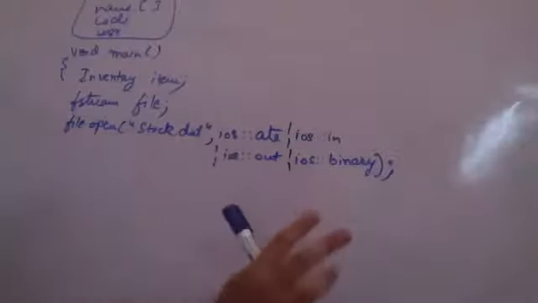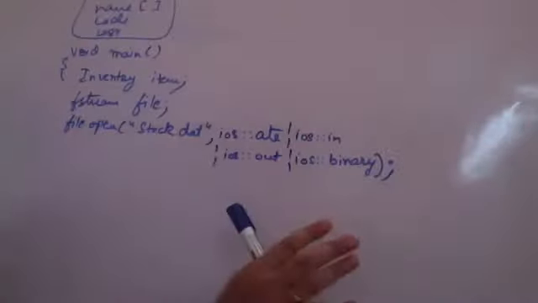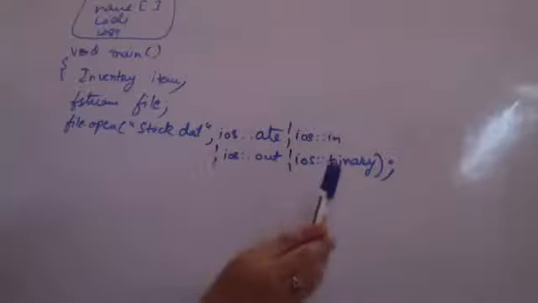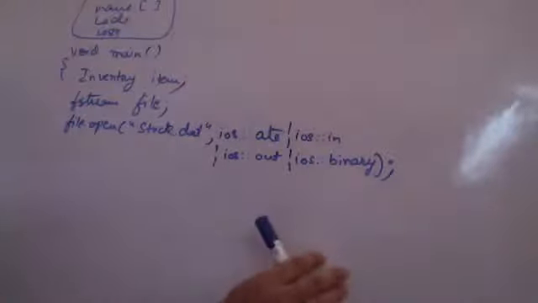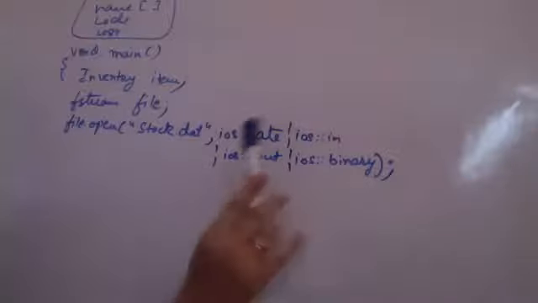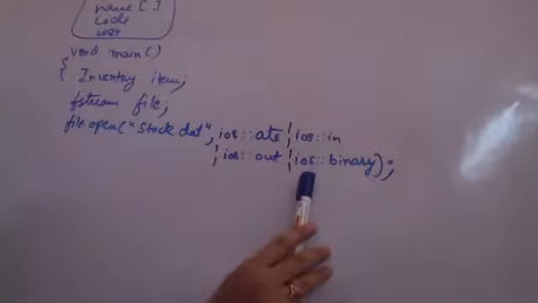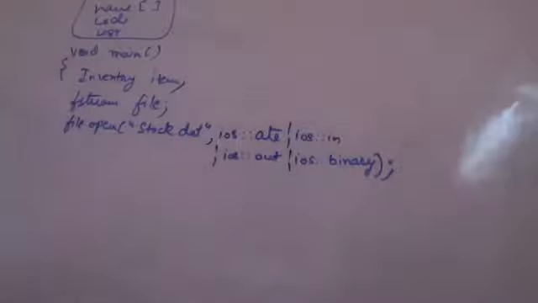By default, the file is opened in the text mode. I am opening this file in the binary mode so that 0101 will be written, 0101 will be read. And it is quicker than doing it with the text file. So I am using the binary mode to open the binary file.